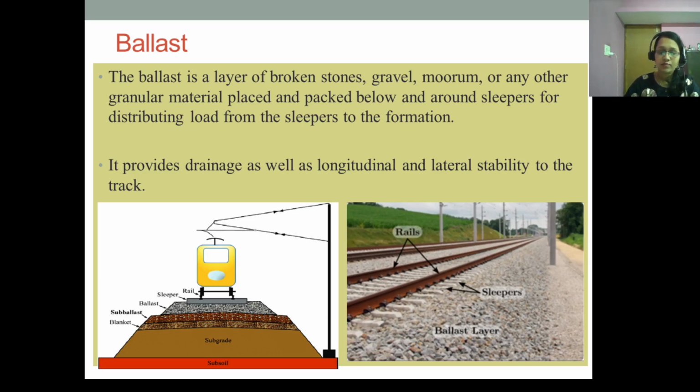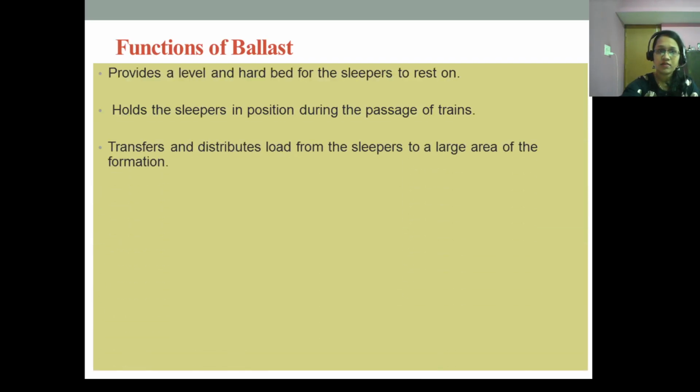So it provides a suitable foundation for the sleepers and also holds the sleepers to their correct level and position, preventing their displacement by lateral or longitudinal thrust. So the lateral stability of a track depends on the ballast. So what is the function of the ballast then? Let us see the functions of ballast.